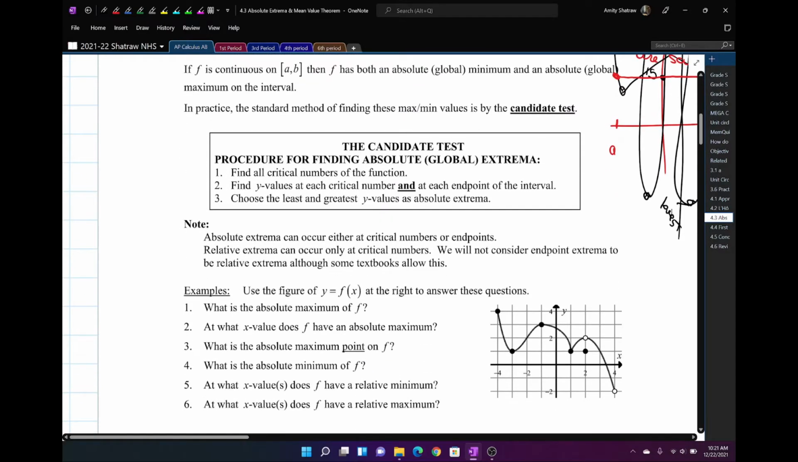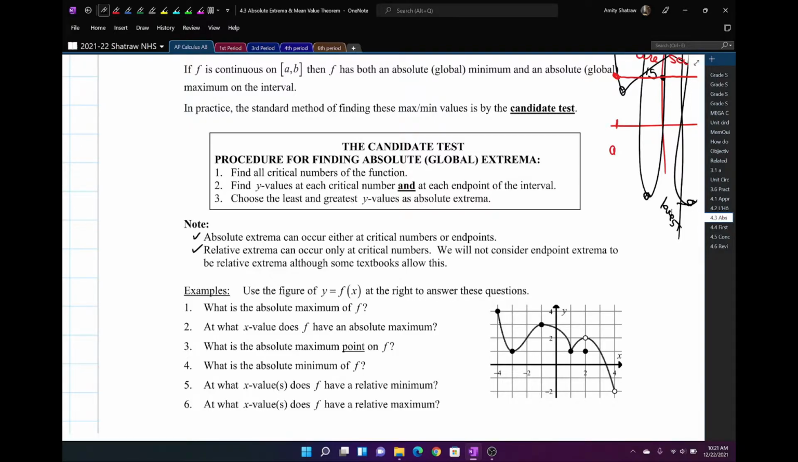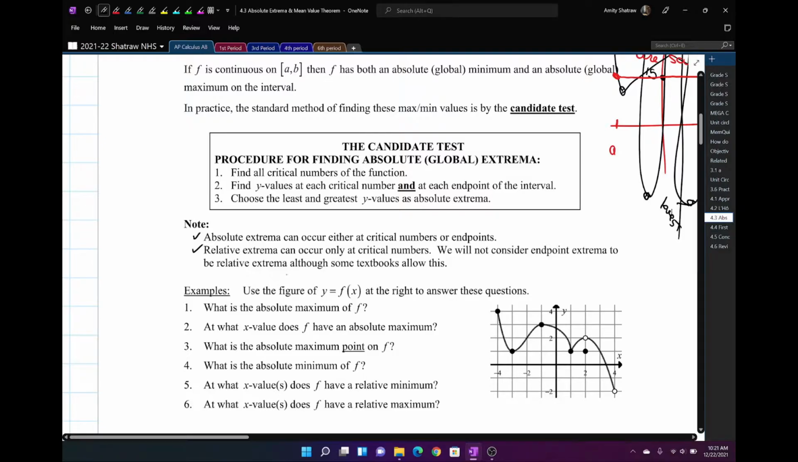Let's show you the process again. Absolute extrema can occur at either critical numbers or endpoints. Relative extrema can occur only at critical numbers. We will not consider endpoint extrema to be relative extrema, although some textbooks allow this, including my favorite textbook, which is James Stewart. So don't worry about calling it relative if it is on the endpoint. I'm not going to require that, and the AP exam doesn't require that either.